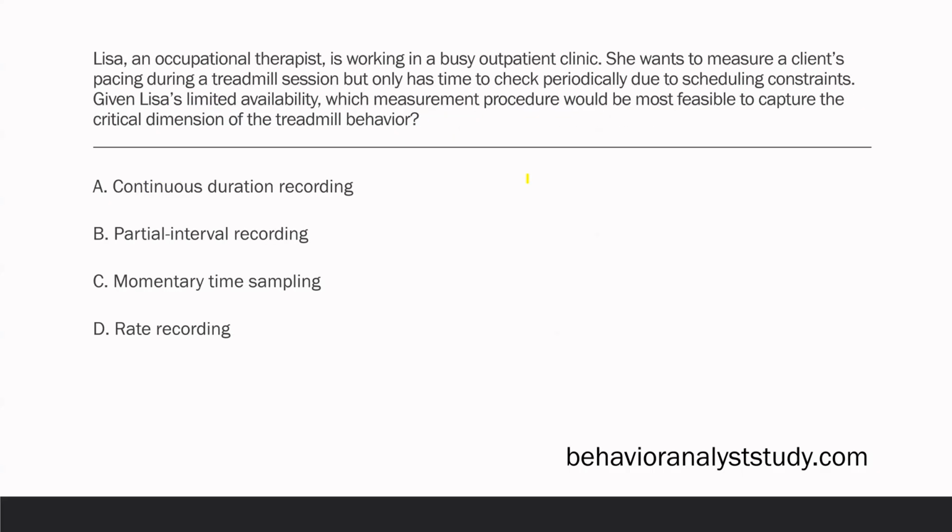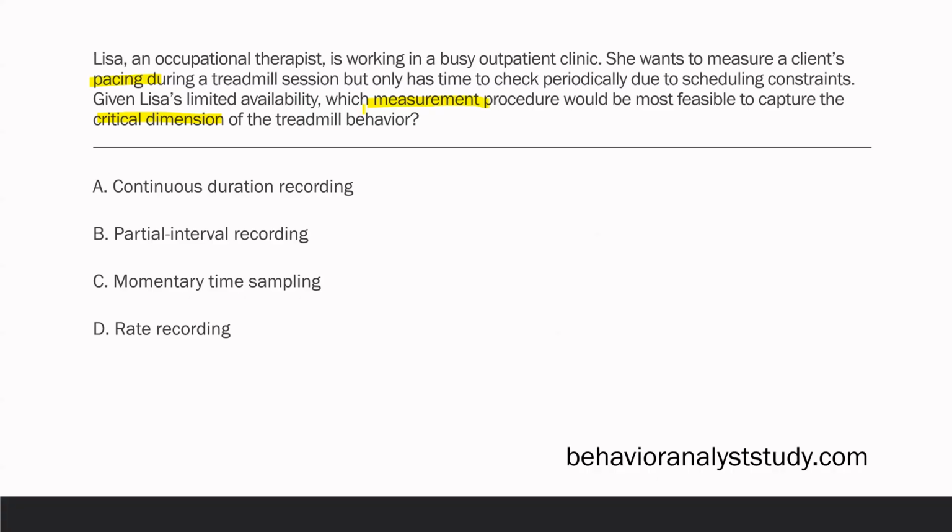Lisa, an occupational therapist, is working in a busy outpatient clinic. She wants to measure a client's pacing during a treadmill session, but only has time to check periodically due to schedule constraints. Given Lisa's limited availability, which measurement procedure would be most feasible to capture the critical dimension of the treadmill behavior? So we have another measurement question, and we're trying to measure what? Well, the critical dimension of the treadmill behavior, which we believe is the pacing.